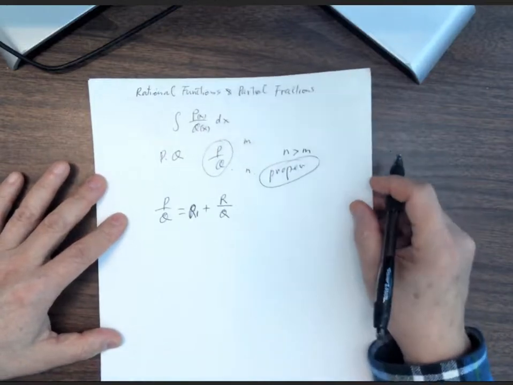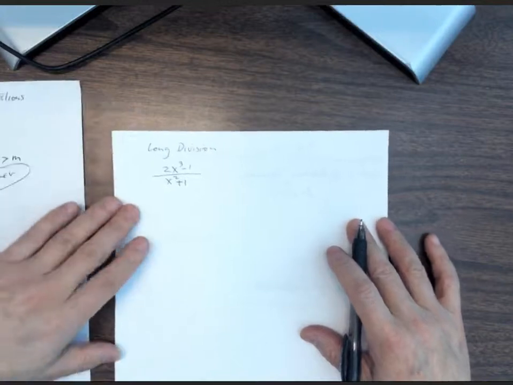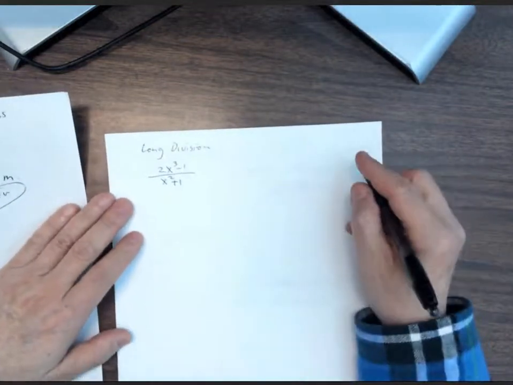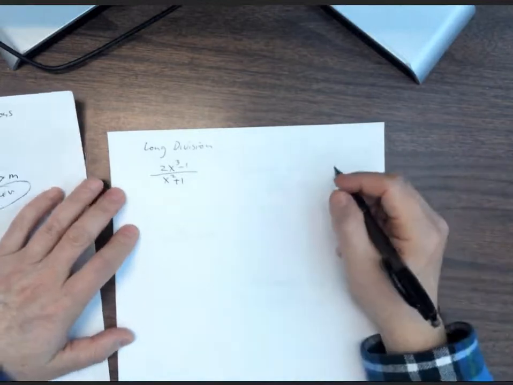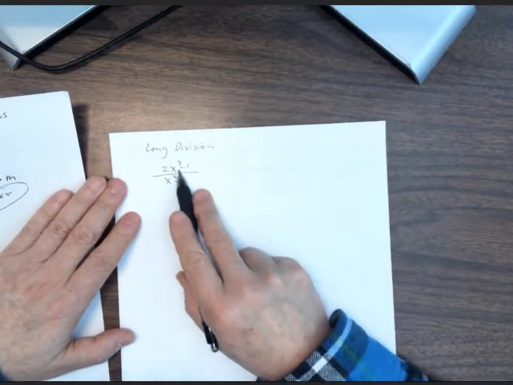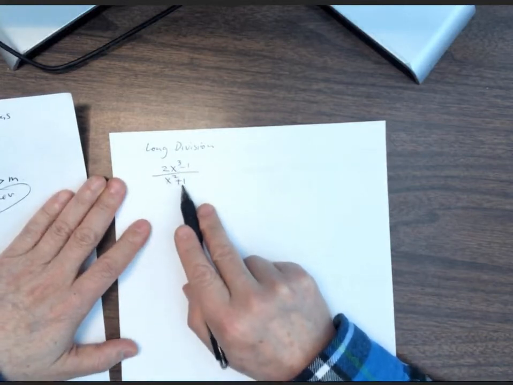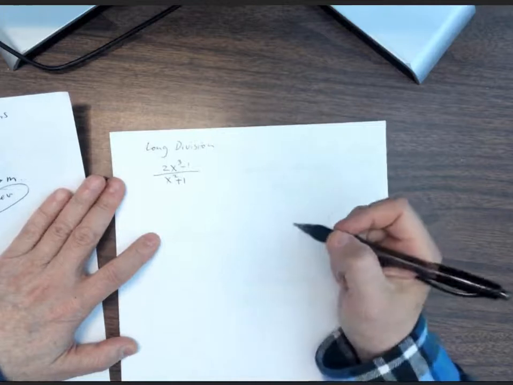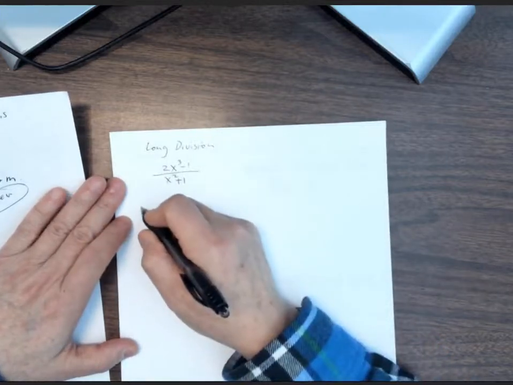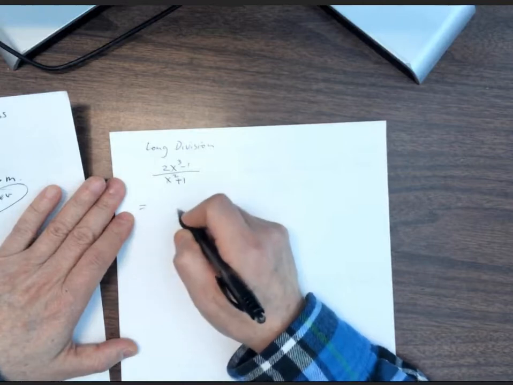For example, this is a quick review of long division that we learned in algebra. This is a partial fraction where the top is third order, the bottom is second order. So I'm going to show you how to do long division to reduce this to the sum of a polynomial and a proper fraction.